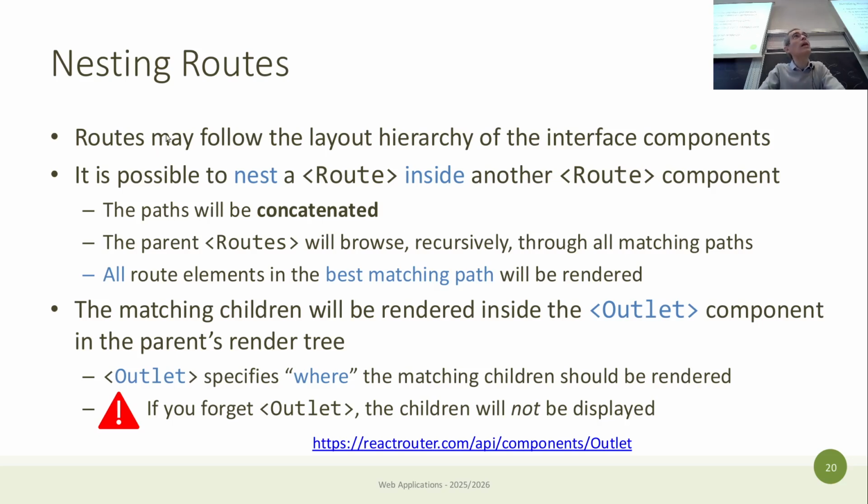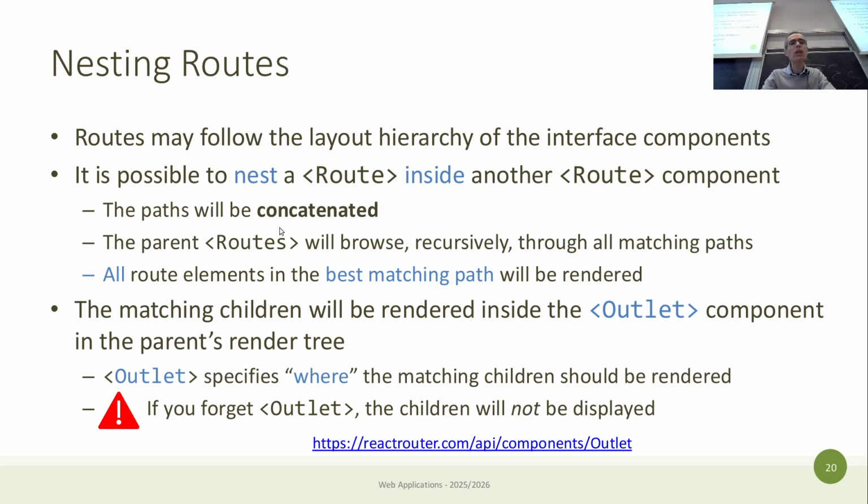We can even nest routes. Routes may follow the layout hierarchy of the interface components. It's like slash user details, slash user contact information, slash user authentication info, and so on. And that's slash user. And then you have slash posts, slash objects, slash items, slash products, whatever. You can create a hierarchy of URLs. And this is supported by the router library.